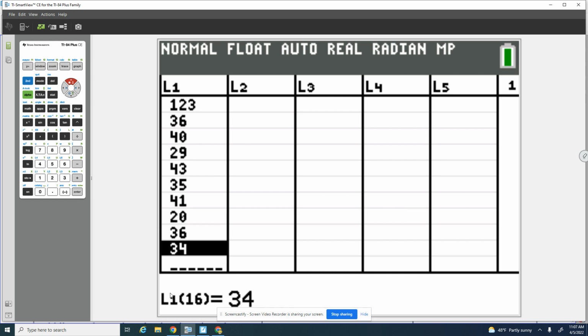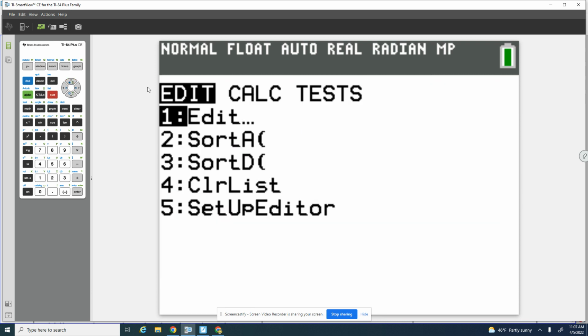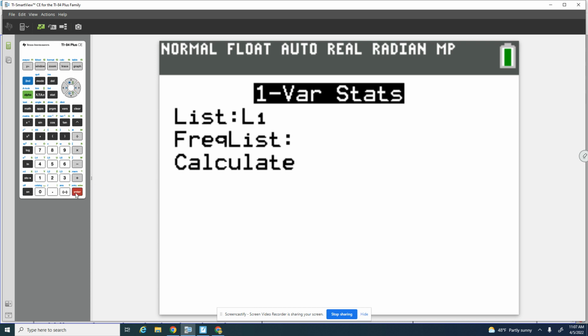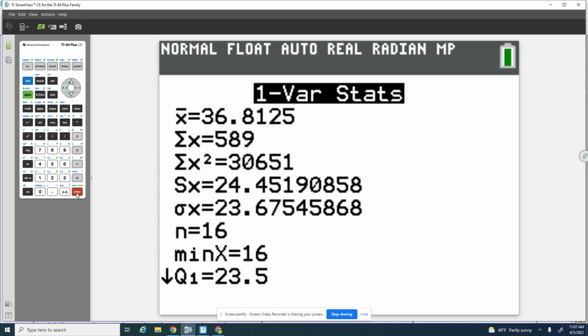So now instead of going stat calc number whatever, 4 or 8 or 0, we're going to go stat calc. And this time we're going to choose 1 because we're only using the first column. So stat calc 1, enter. And this gives us all of our information. It just looks really strange.